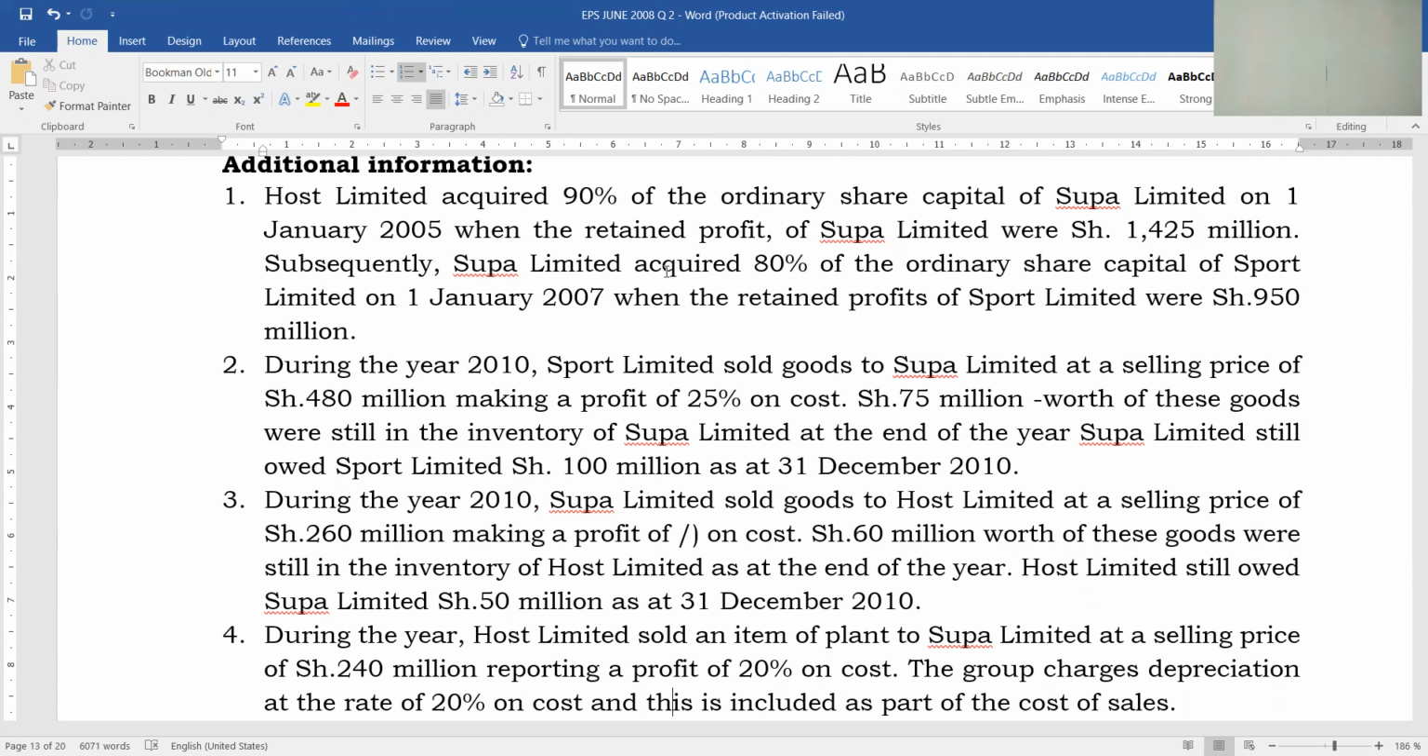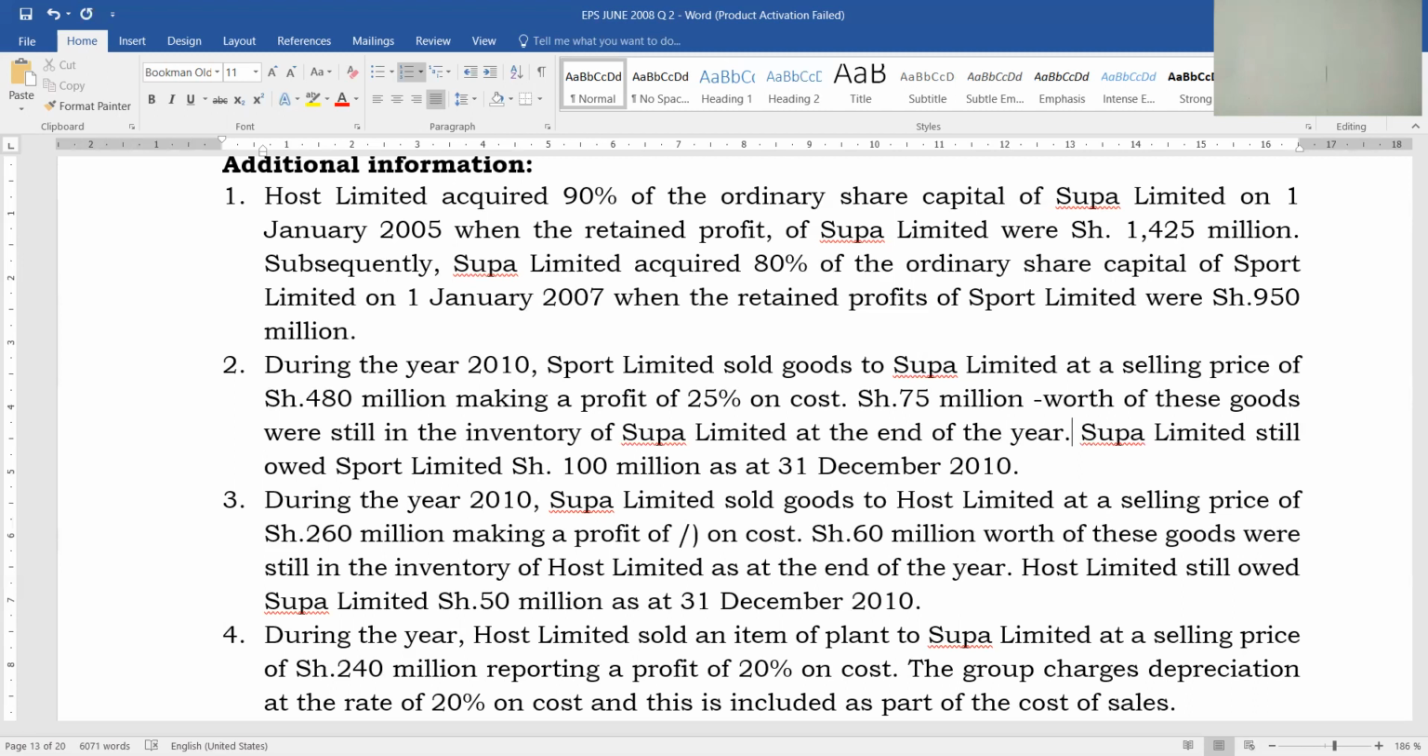Number two, during the year 2010, Sport Limited sold goods to Super at a selling price of 480 million, making a profit of 25% on cost. 75 million worth of these goods was still in the inventory of Super at the end of the year. Super Limited still holds the Sport shillings 100 million as at 31st December 2010. Here it's very simple.